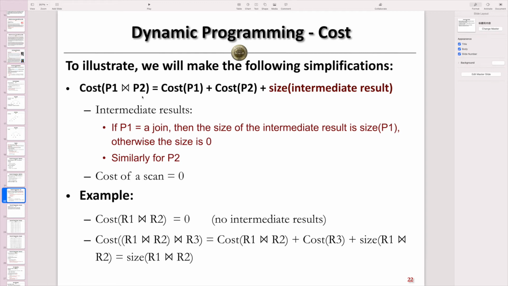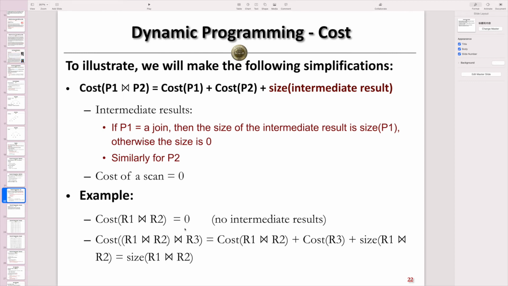So if either P1 or P2 is a join, then the cost for storing the intermediate result will be equal to the size of that P1 or P2. Otherwise, the cost will be 0. We have some concrete examples. If P1 and P2 are both just individual relations, then the cost of R1 joins R2 equals the cost of R1 plus the cost of R2 plus the cost of intermediate results. However, we mentioned that the cost for scanning equals 0. In other words, the cost for R1 joins R2 will be equal to 0. You can follow me, right?